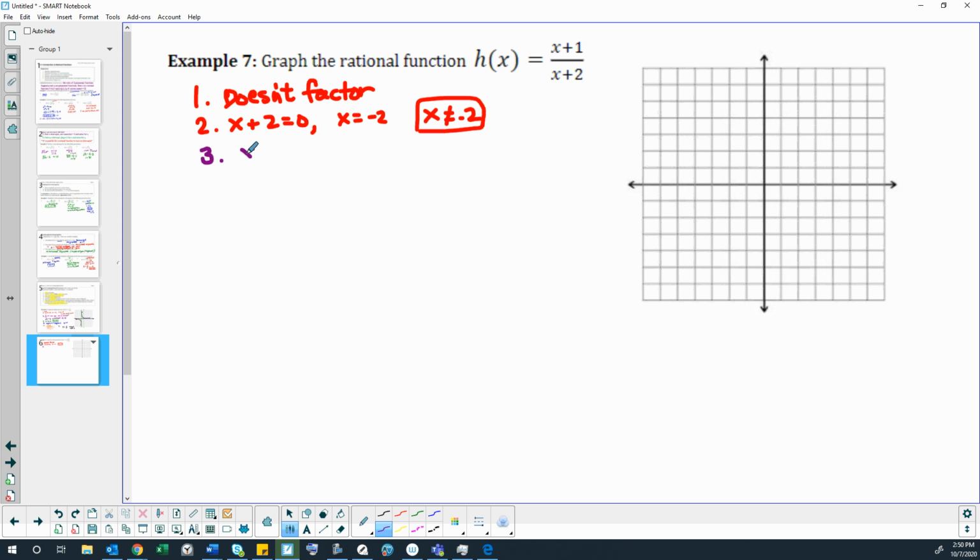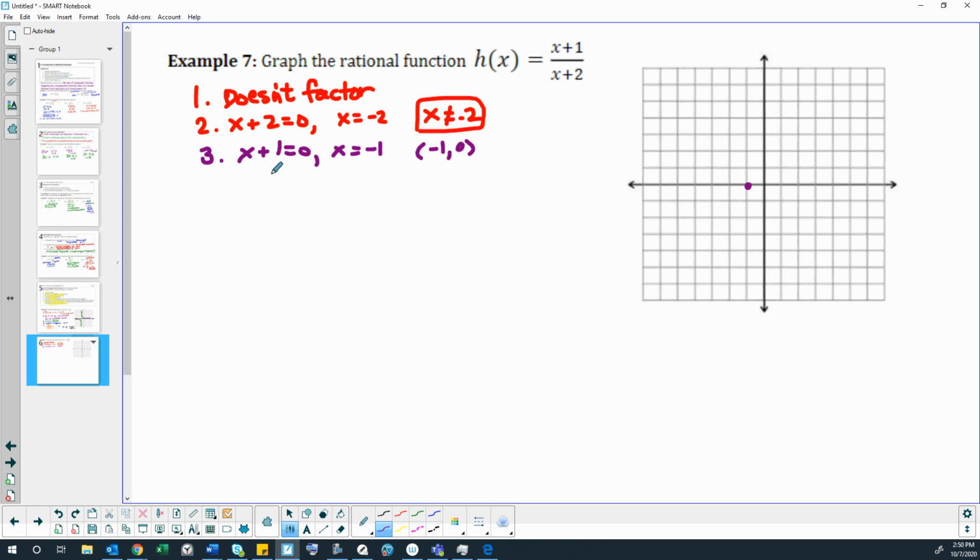So we just take our x plus 1 and set it equal to 0. That's just our numerator. So x equals -1. So that's our x-intercept at (-1, 0). I'm going to sketch that in my graph.